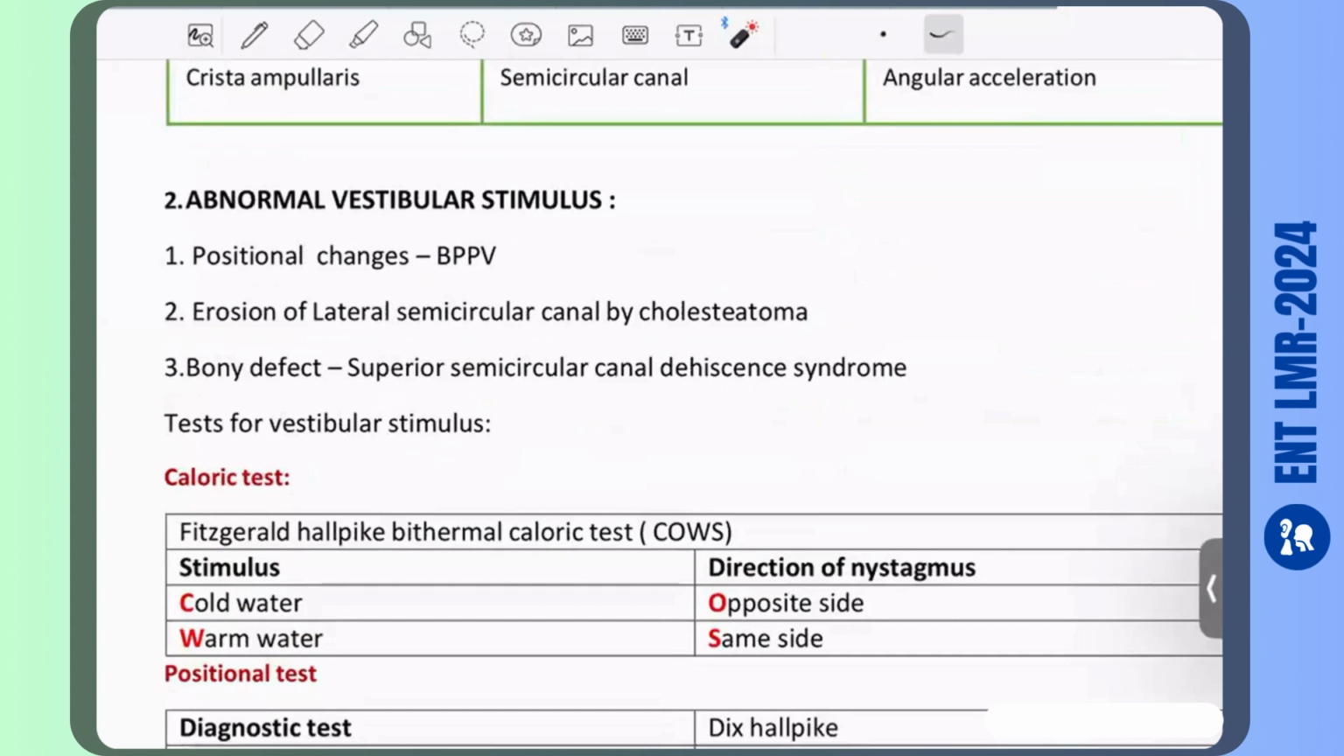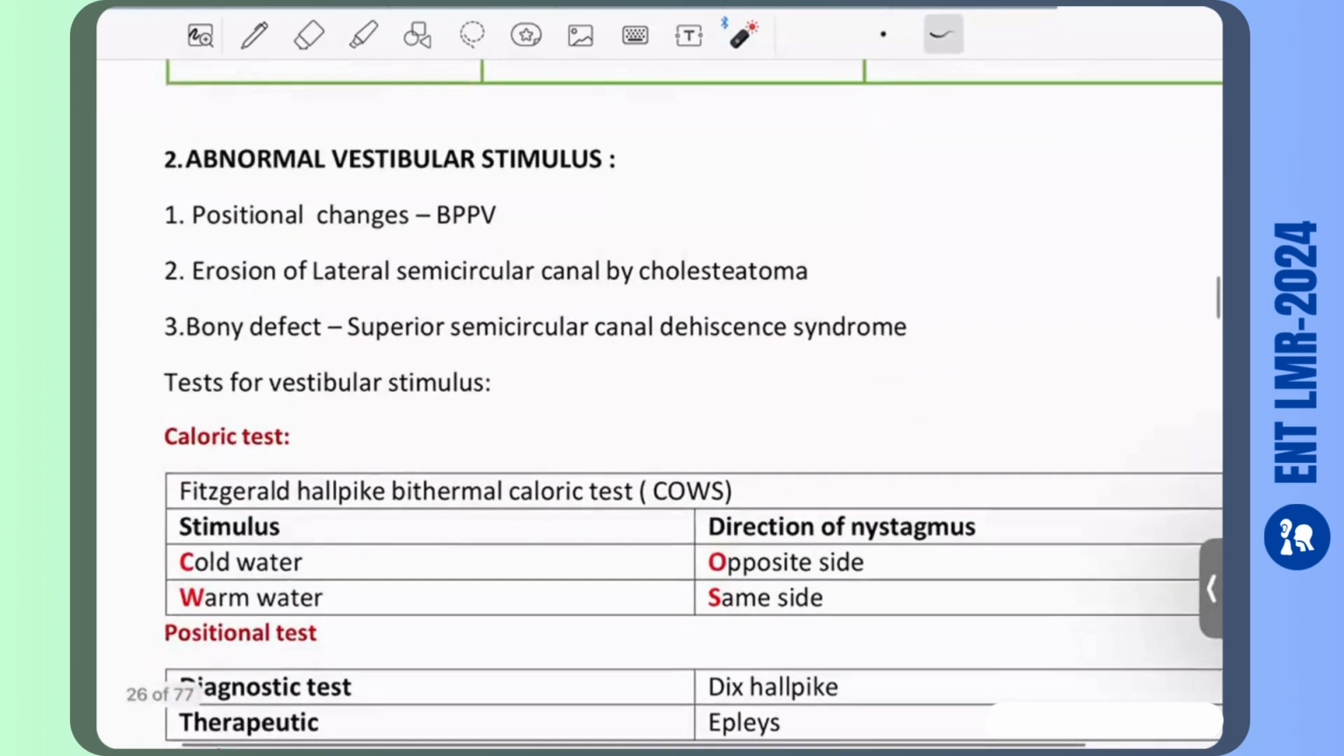Normally, if we have some abnormal head movement, there will be physiological vertigo and nystagmus happening in our body. So when can pathological vertigo and nystagmus happen? The first is positional changes. The disease is benign paroxysmal positional vertigo. Or if there is an erosion of the lateral semicircular canal by cholesteatoma, or if there is a bony defect like superior semicircular canal dehiscence syndrome.